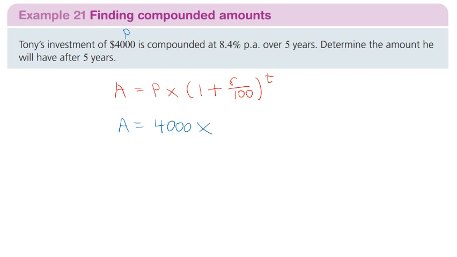And the 1 always stays the same. The R is the rate, so I know that's always the bit with the percentage. So in this case, 8.4 divided by 100 to the power of 5. Then I put that in the calculator, type it all out, and it equals 5,986.96.